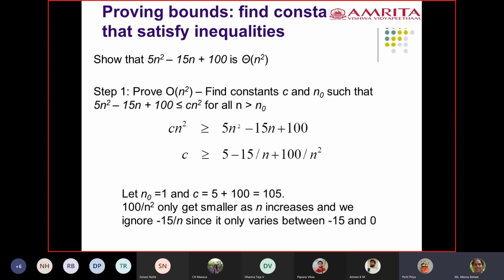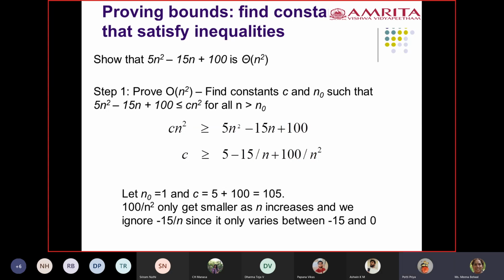Ma'am, this expression is less than or equal to C n square. We have to find a C such that the expression gets satisfied. After simplifying this expression, we get C less than or equal to 5 minus 15 by n plus 100 by n square. This means that we are finding the minimum value of C. Not minimum exactly. The C should be maximum, ma'am. So C should be greater than or equal to this, right? So you can consider it as equal now.